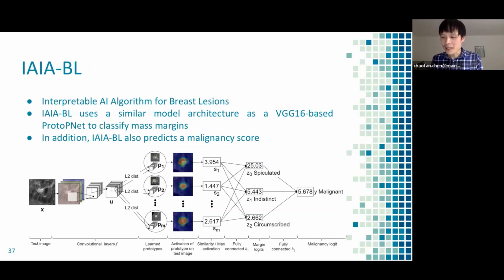Our model is called IAIA-BL, which stands for Interpretable AI Algorithm for Breast Lesions. It uses a similar model architecture to a VGG16-based ProtoPNet, which we use to classify the mass margins. In addition, we also have a second fully connected layer that predicts a malignancy score from the scores of various mass margin types.